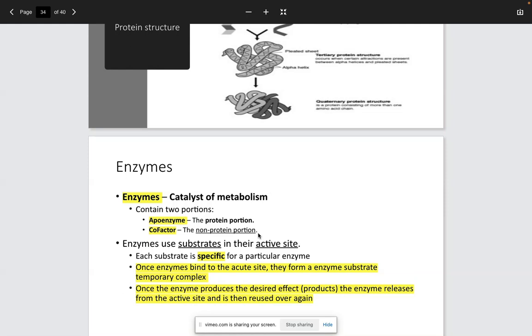So, what's important from this slide? Enzymes. Enzymes are proteins. They speed up reactions. They consist of two different things: apoenzymes and cofactors. Apoenzyme is going to be the protein portion because it has the enzyme in its name, and then cofactor is the non-protein portion. I know that enzymes are specific for substrates. I know that they speed up reactions. I know they're reused, and I know that they bind at the active site.